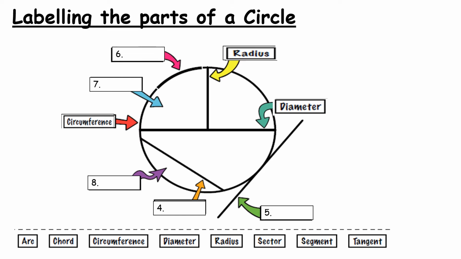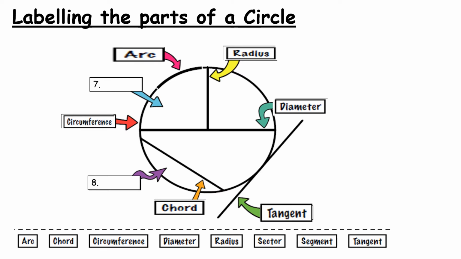The next one we have here is a line that goes through the circle but not through the center, and this is known as a chord. Now, a chord can be any line which goes from one side of the circle to the other, so technically the diameter is a special chord which goes through the center. The next one we have here is a line outside the circle, and this is known as a tangent. A tangent is a line that touches the circle once and only once. Then we have an arc, which is part of the circumference of a circle.